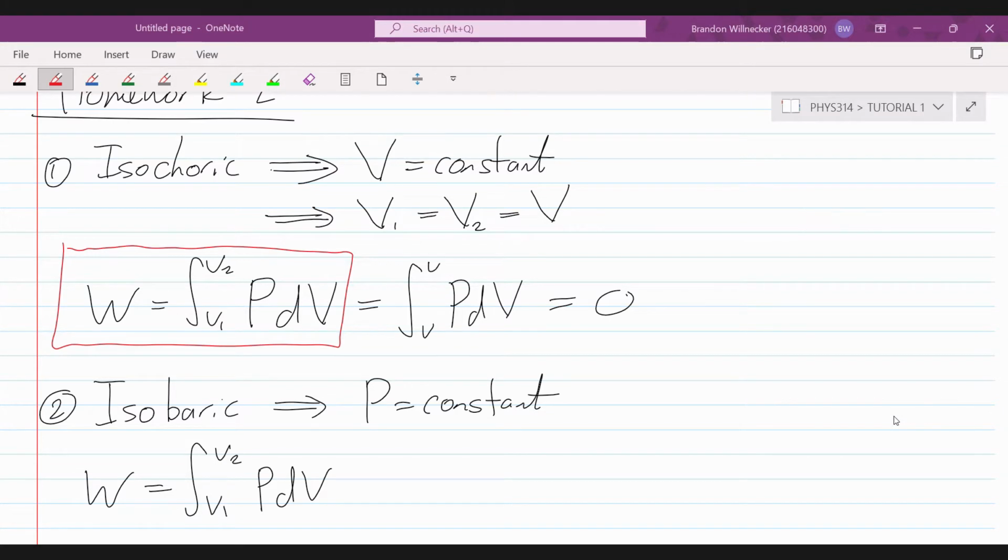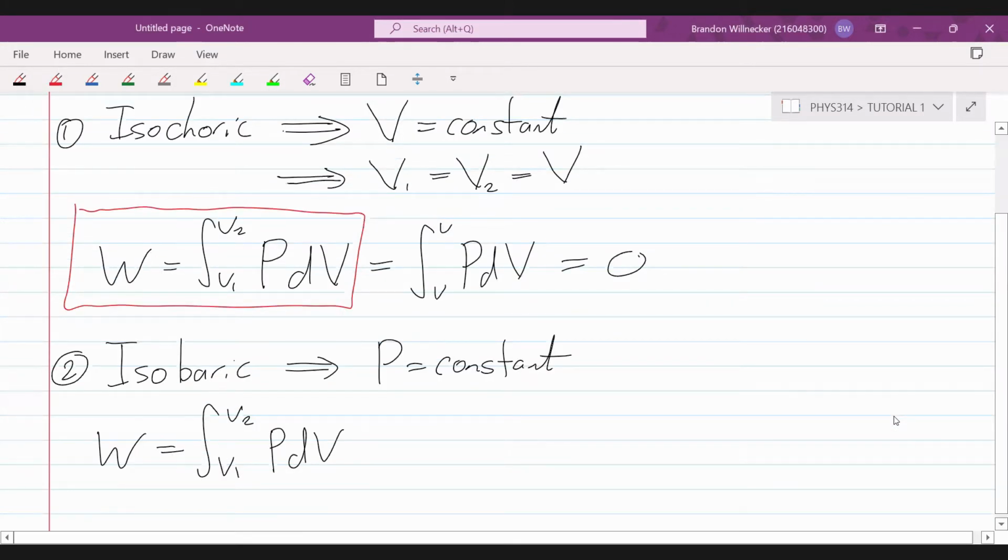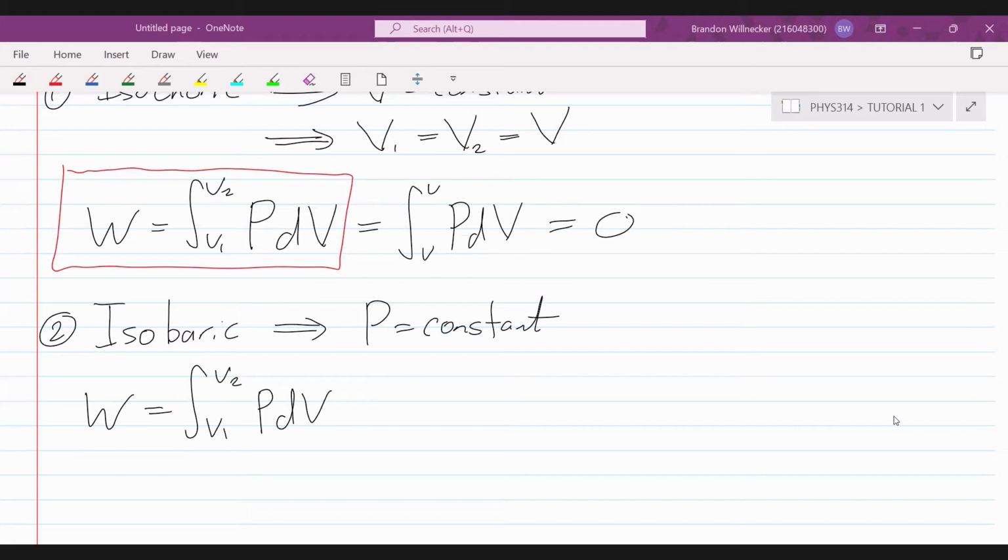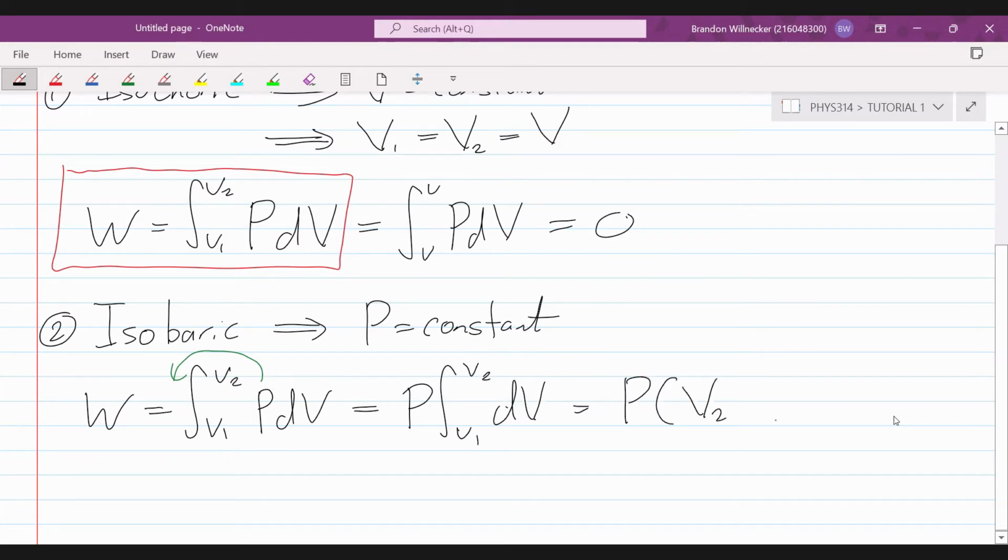Okay, and this is the work done by the gas. So it's the pressure of the gas pushing it outwards. If you want the work done by the environment, remember you put that minus sign. Okay, P is a constant, so we can just take that out of the integral. So it's going to be P integral from V1 to V2 dV, but that's just going to be P times V2 minus V1. Okay, so that's for an isobaric process.